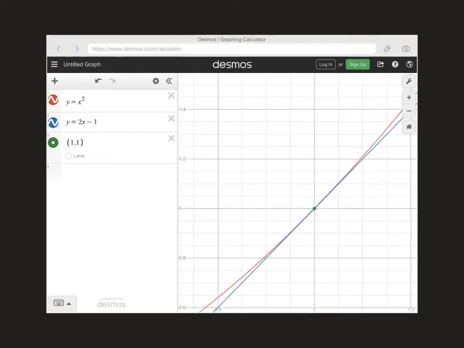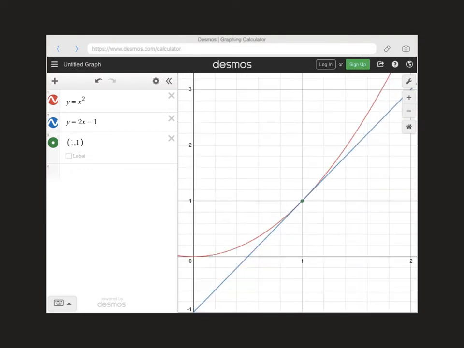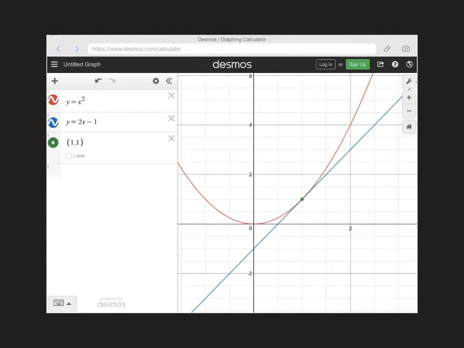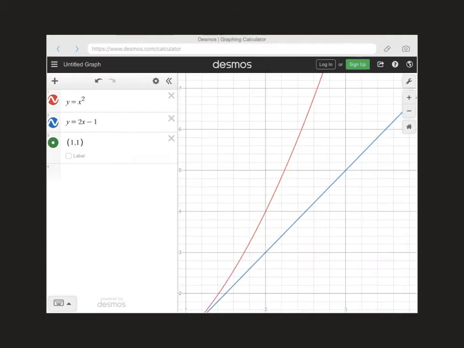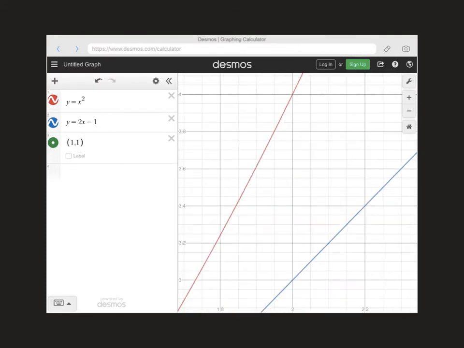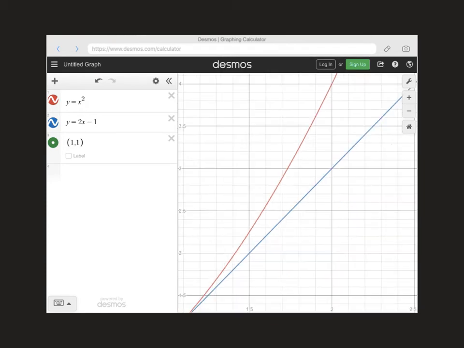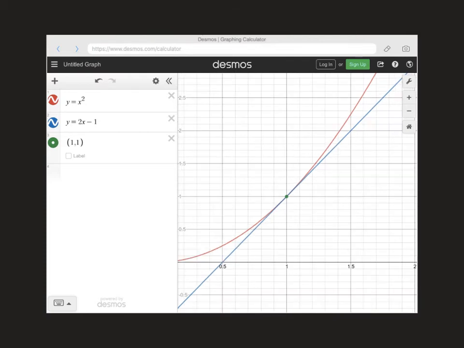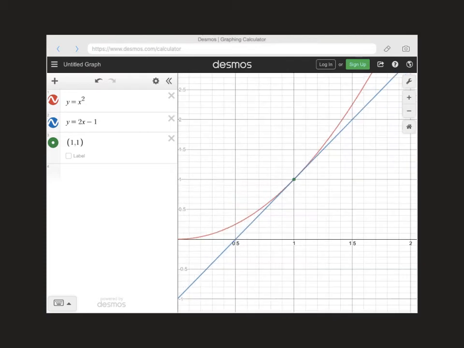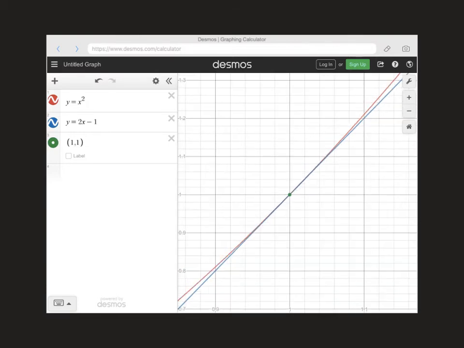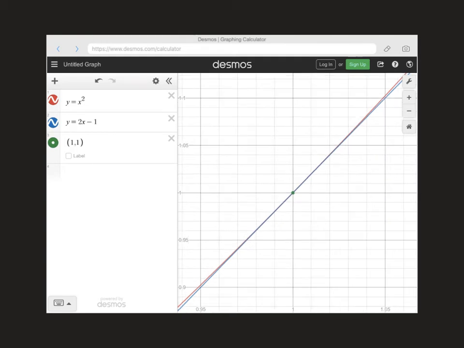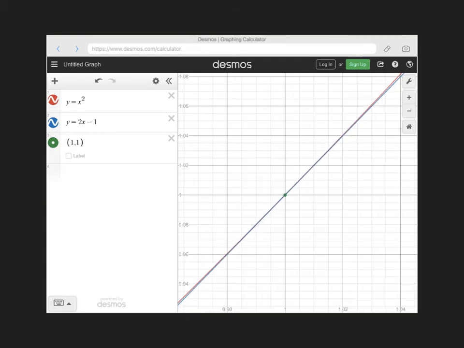Now, this is only true for values that are really close to x equals 1. If I zoom in over here at x equals 2, those two are far apart. So this approximation only holds for values that are close to a particular point of tangency. Okay, so that's the example. That's the idea: when you zoom in on a particular x value, the point of tangency, the tangent line behaves like the function.